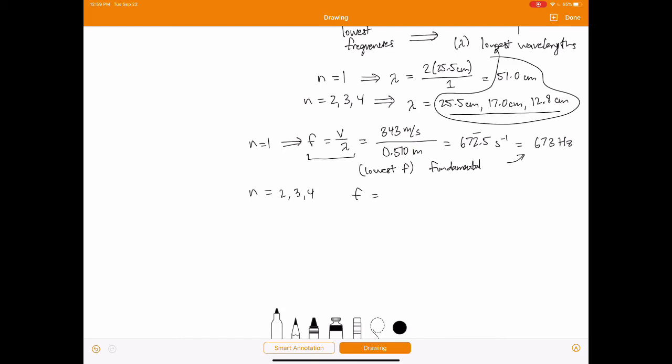We've got F equals 1,350 hertz for n equals 2, 2,020 hertz for n equals 3, and then 2,690 hertz if you plug in n equals 4. So those are the lowest four frequencies that can resonate in the tube. That's how we do it.